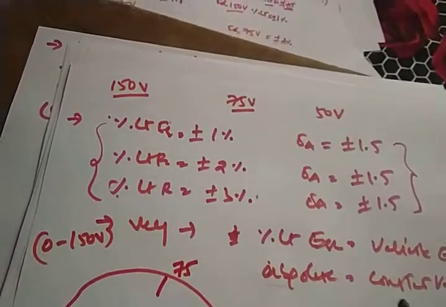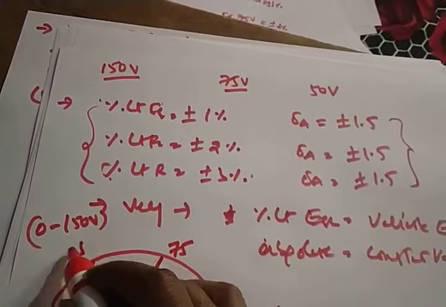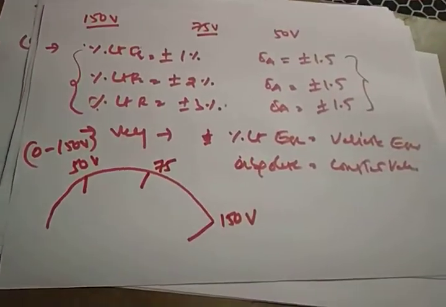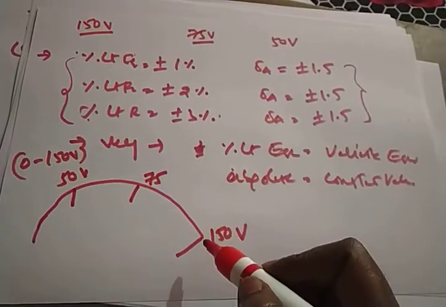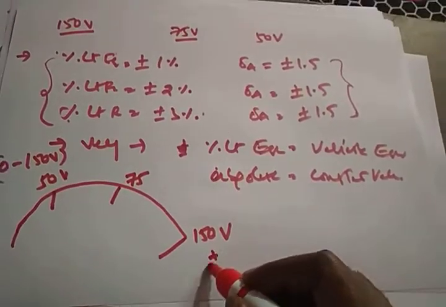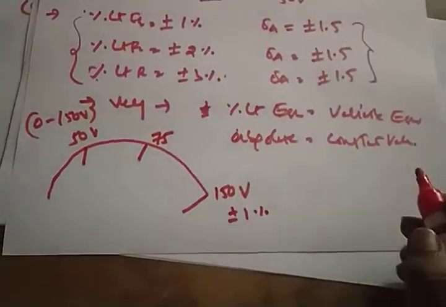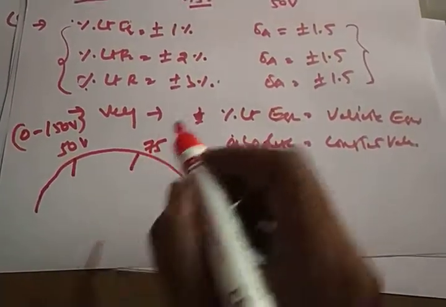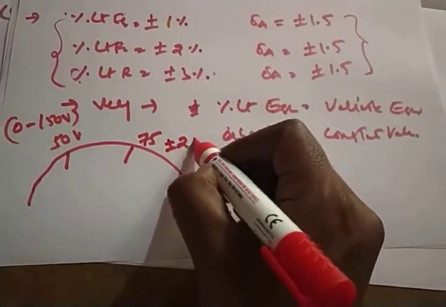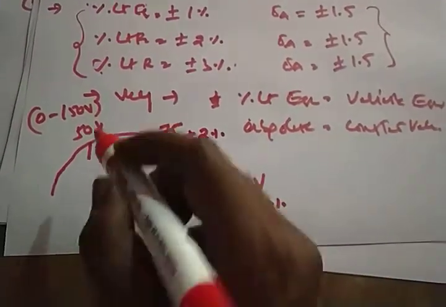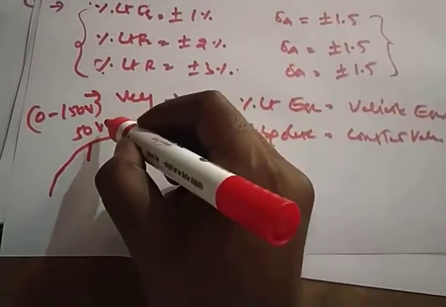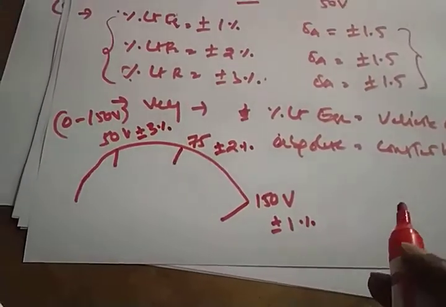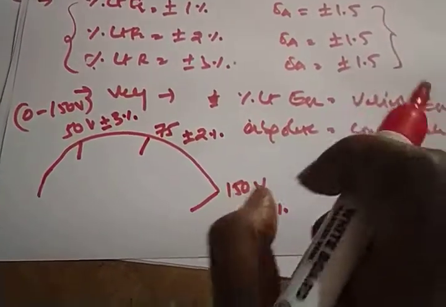75 volts is there now, and 50 volts is there. So these are the scale readings. For 150 volts, what is the percentage limiting error? Plus or minus 1%. Right? For 75 volts, what is the percentage limiting error? Plus or minus 2%. For 50 volts, what is the percentage limiting error? Plus or minus 3%.